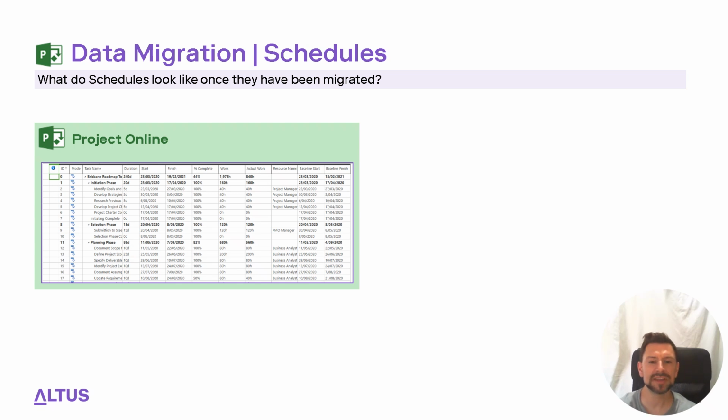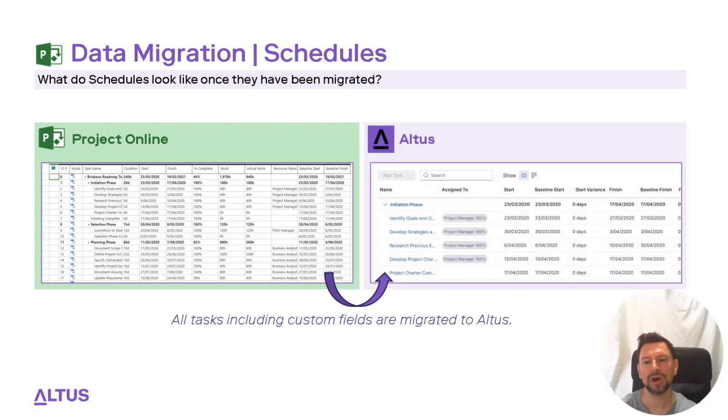We then have the schedules. So on the left, we're looking at the web version of the Project Online schedule here, seeing that breakdown of the tasks, the start, the finish dates, and all the work information. And then once that's been migrated across to Altus, when you go into the project and select the task tab, seeing a version of that information here.